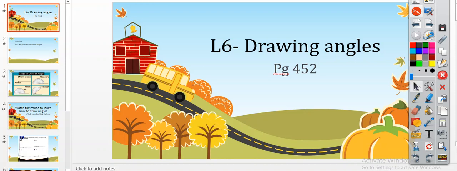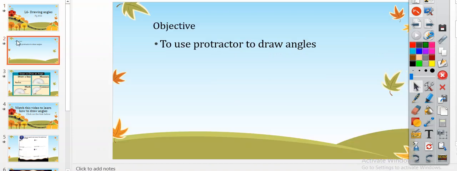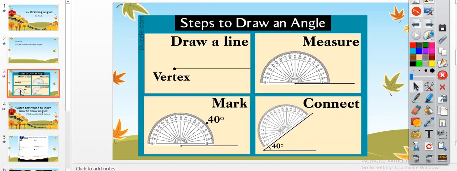This is lesson 6, page 452. We're gonna draw angles today. This is drawing angles. Okay, today we're gonna use the protractor to draw angles.